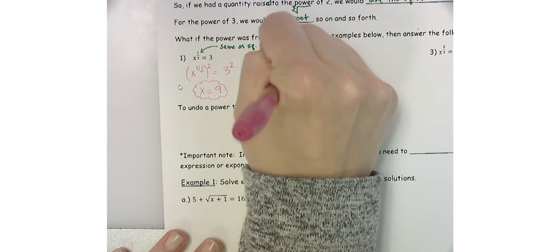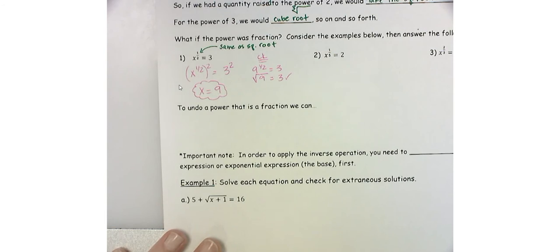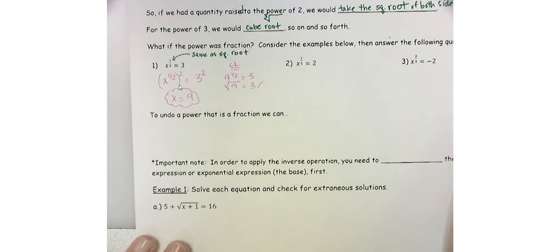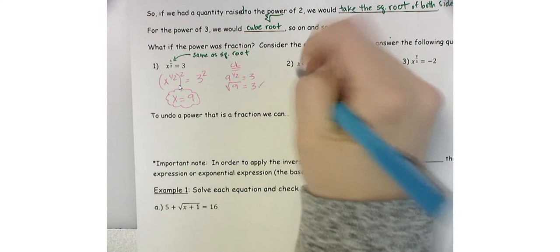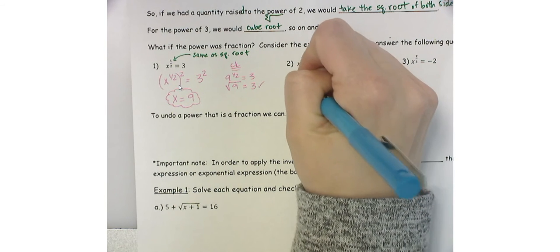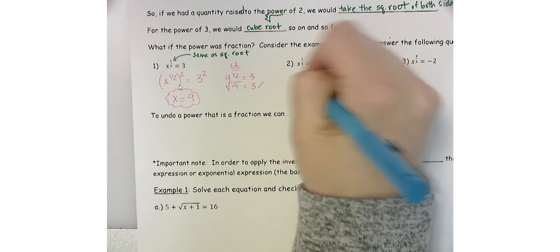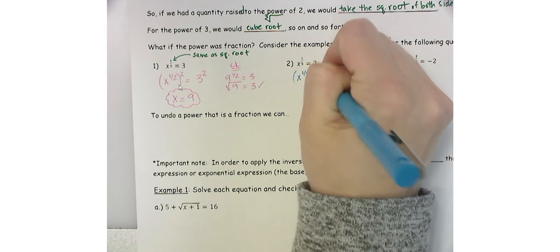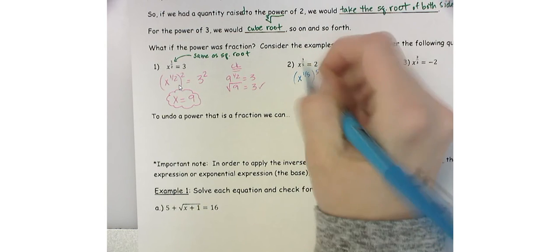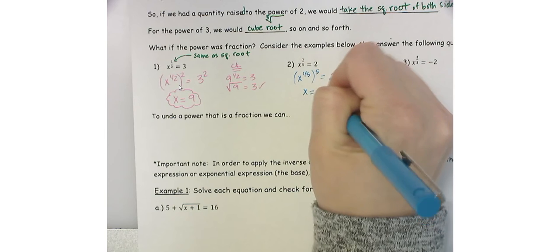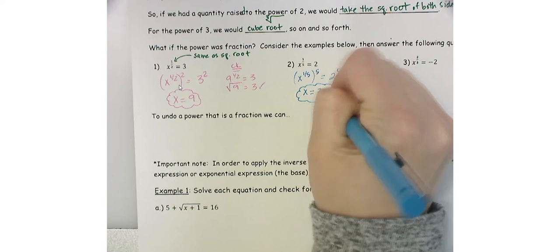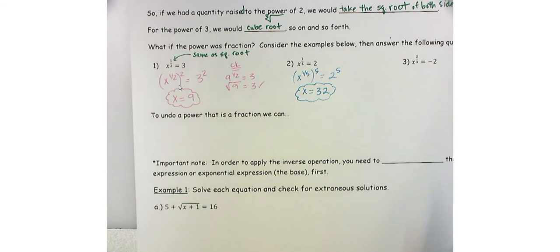Okay, now if we have x to the 1/5, I would raise each side to what power? The fifth. What's 2 to the 5th? 32. Okay, yep, and then if I plugged it back in, the fifth root of 32 is going to be 2.